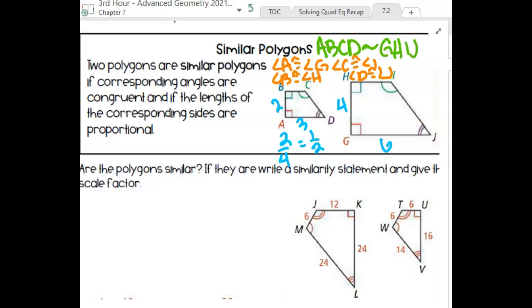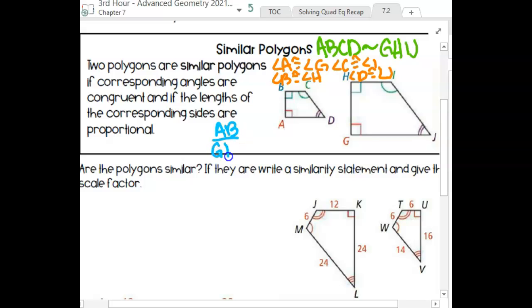So what I can do is set up what's called an extended proportion. What that means is I would just write the side lengths as ratios. So I would say, well, AB corresponds with GH. And I don't know what the sides are, I just made up the 2 to 1. But if I knew what they are, that ratio, if these are similar figures, would have to be equal to all of the other corresponding side lengths as a ratio.